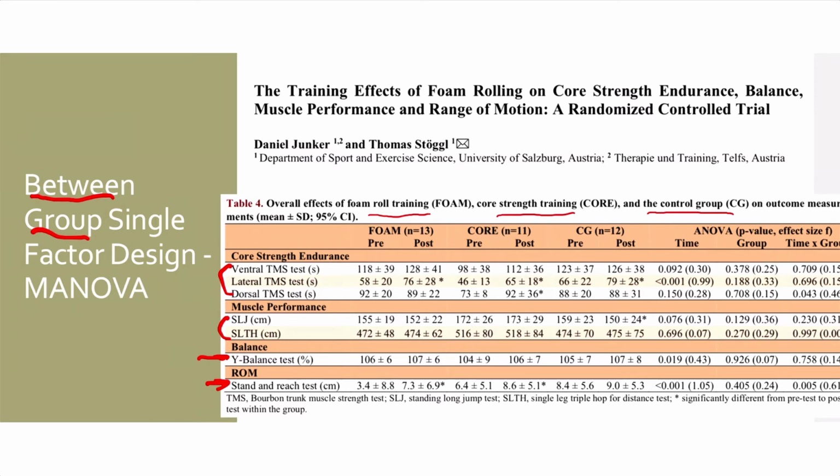So that makes it, again, single factor because we only looked at treatment as one independent variable, but we had multiple dependent variables. So it's like the soccer study that we just looked at, although they measured multiple dependent variables, which makes this, instead of an ANOVA, a MANOVA, which stands for multivariate analysis of variance, meaning that there were multiple dependent variables. Again, a really interesting study because they found that the foam rolling group performed differently than the core strengthening group and the control group in a variety of measures.